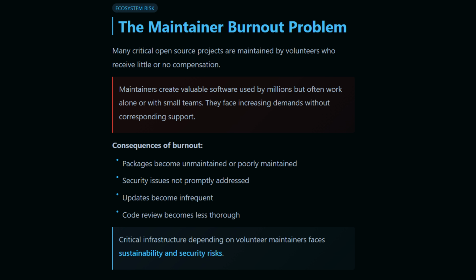Security issues might not get promptly addressed. Updates might become infrequent or stop. Code review might become less thorough. This creates security implications throughout the ecosystem. Critical infrastructure that depends on volunteer maintenance faces sustainability and security risks.